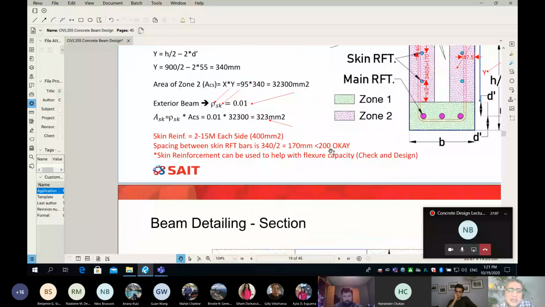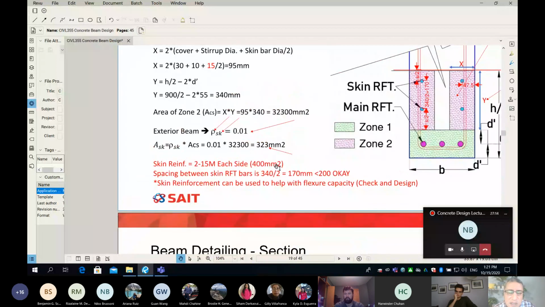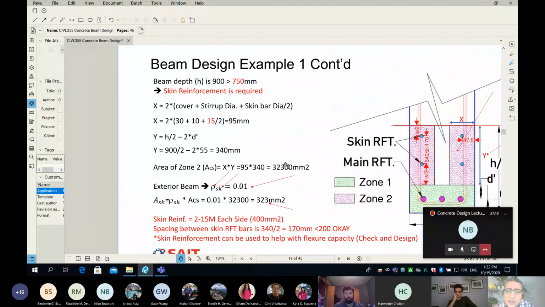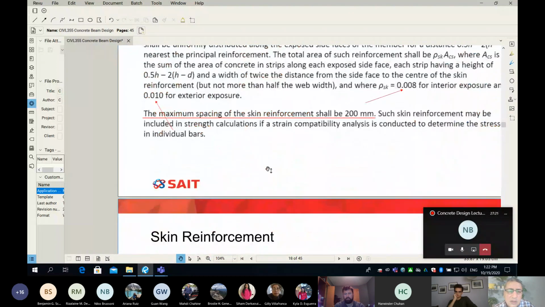So that's great. The last statement, which I said on a very quick basis last time: skin reinforcement can be used for estimating flexure capacity. And by the way, that's in the code. Please read.